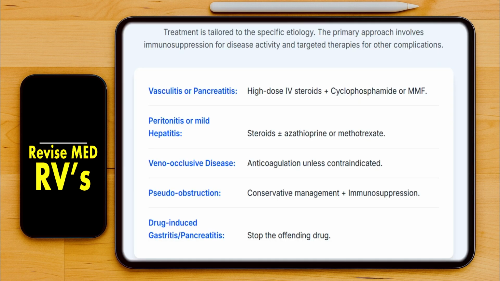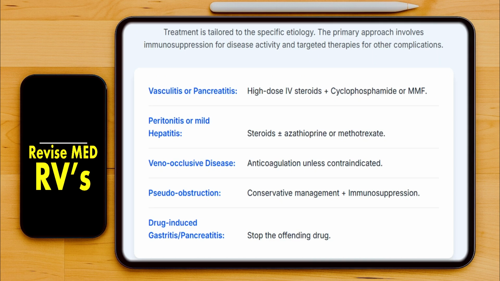So treatment is tailored to the specific etiology. The primary approach involves immunosuppression for the disease activity and targeted therapy for the complication. So if the patient is having vasculitis or pancreatitis due to the disease activity, you have to treat with high dose IV steroids with cyclophosphamide or MMF, depending on the clinical context. If they are having lupus peritonitis or mild hepatitis, treat with steroids along with azathioprine or methotrexate.